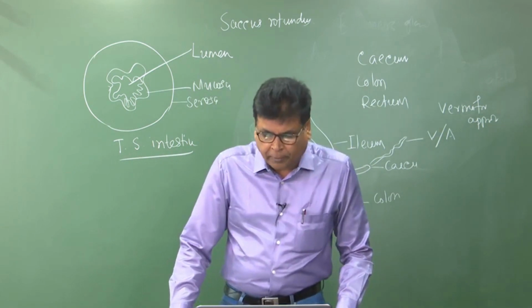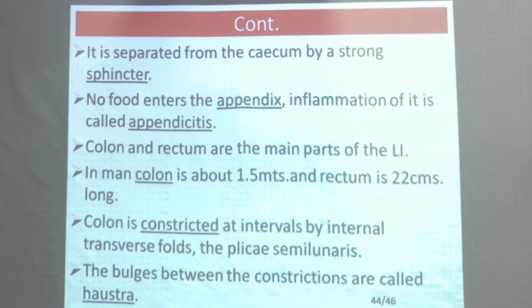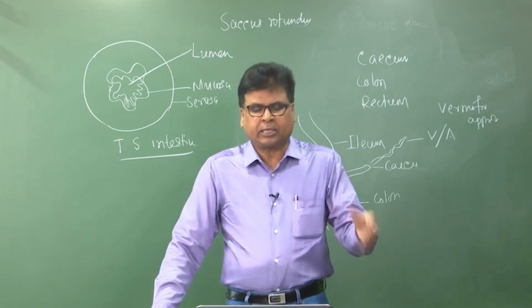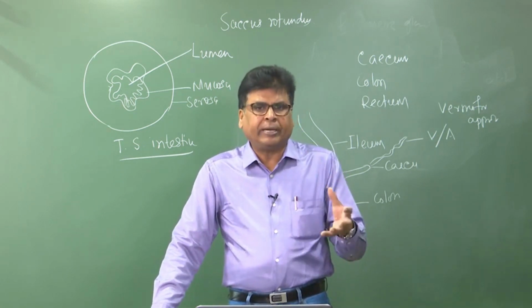It is separated from the cecum by a strong sphincter. A sphincter is there, a regulator is there. No food can enter into the appendix. But if in any circumstance the food material enters into the appendix due to any reason, at that time it becomes inflamed. If it is inflamed, then this is known as appendicitis. This is one type of disease in case of the human, if this appendix is inflamed.